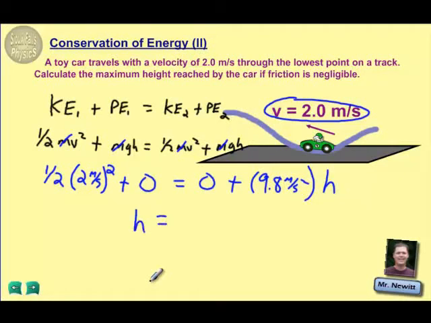And when you calculate out height and do the math and the algebra here, you'll get a height somewhere around 0.2 meters tall. Now again, what that's saying is that an object moving at 2 meters per second, possessing that amount of kinetic energy, will reach a maximum height of 0.2 meters on the track before it stops.